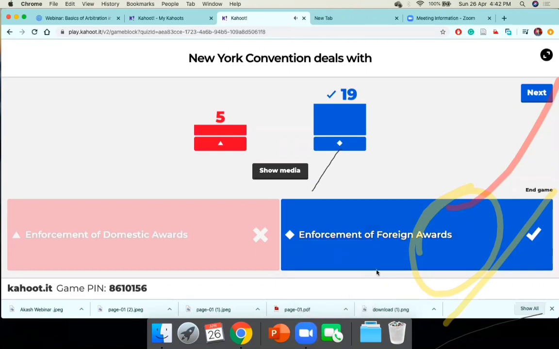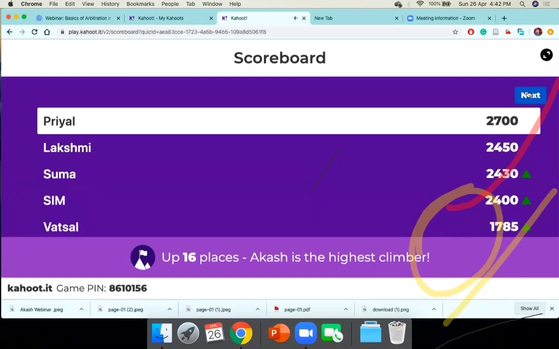Okay, so of course, the New York Convention deals with foreign awards and not domestic awards, because for domestic awards the Indian Act is applicable, and India has inserted this to give effect to foreign awards. So the New York Convention deals with foreign awards. So let's go to the next part.